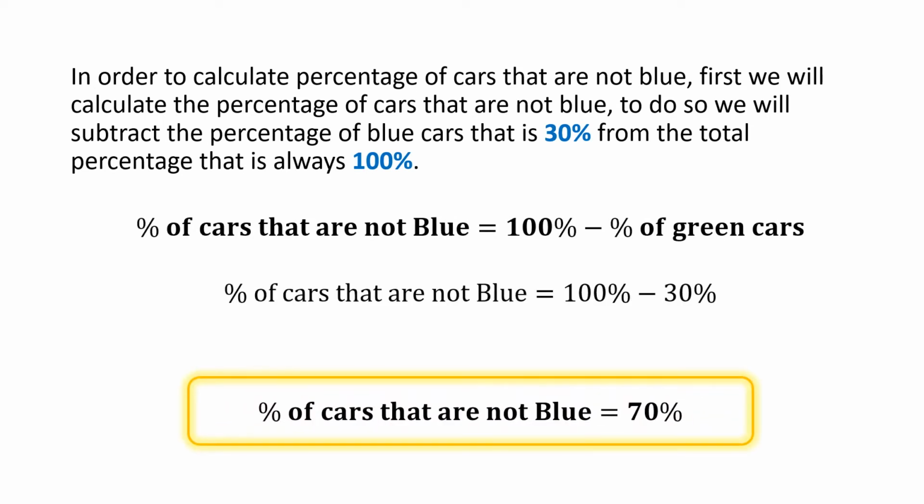In order to calculate the number of cars that are not blue, first we will calculate the percentage of cars that are not blue. To do so, we will subtract the percentage of blue cars, that is 30%, from the total percentage, that is always 100%. So 70% of cars are not blue.